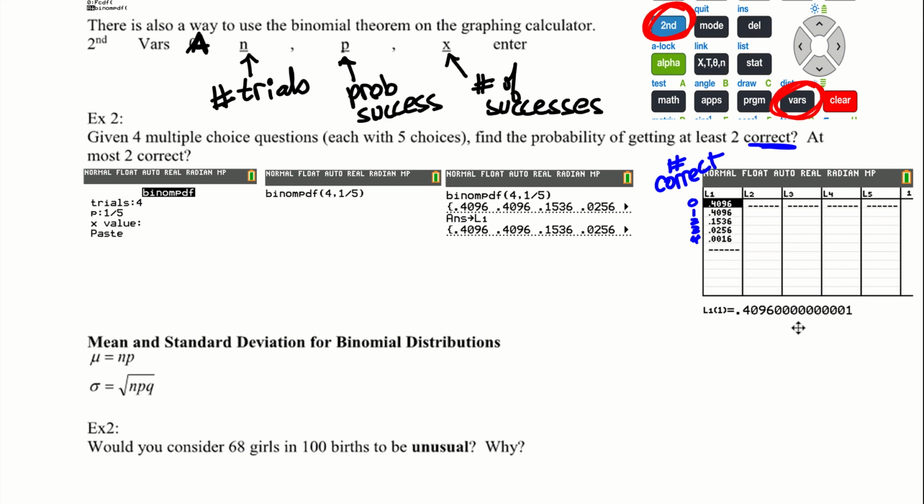All right, but when they say probability of getting at least 2 correct, that means 2 or more. So 2 or more would be the 0.1536, the 0.0256, and the 0.0016. So I just have to add those together.